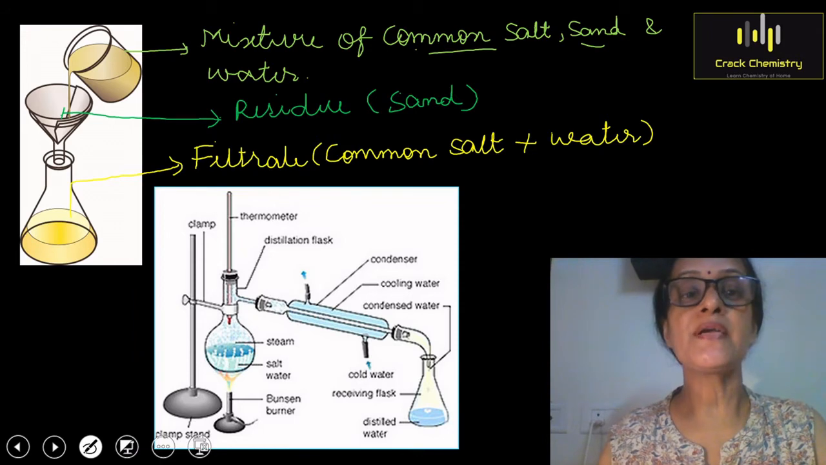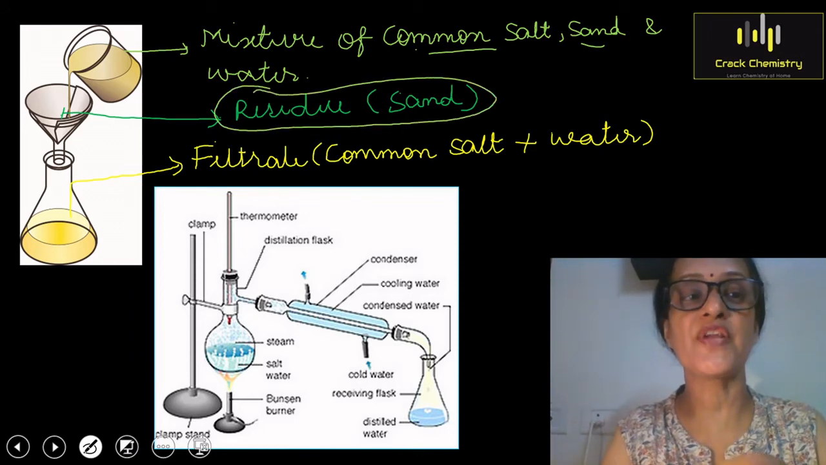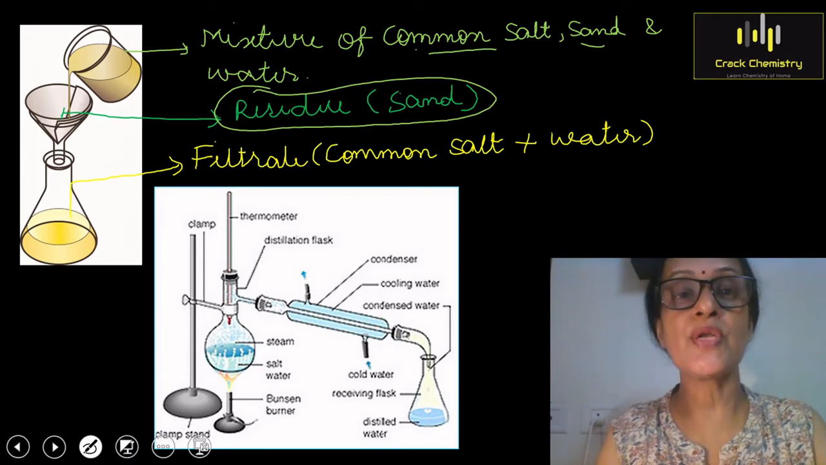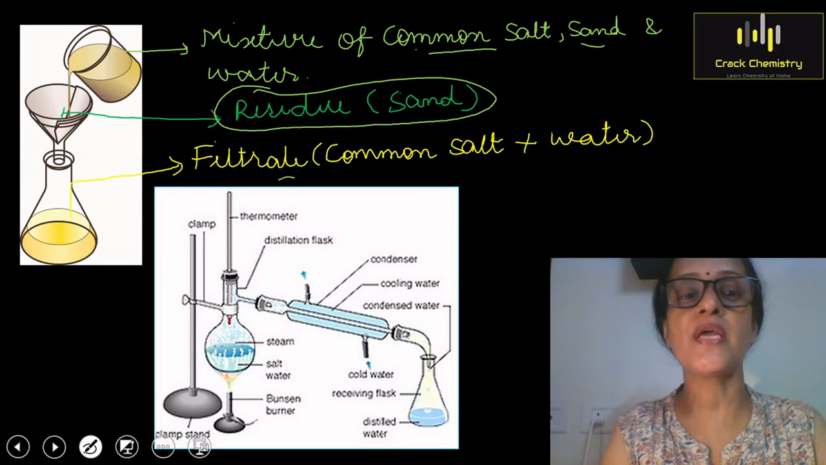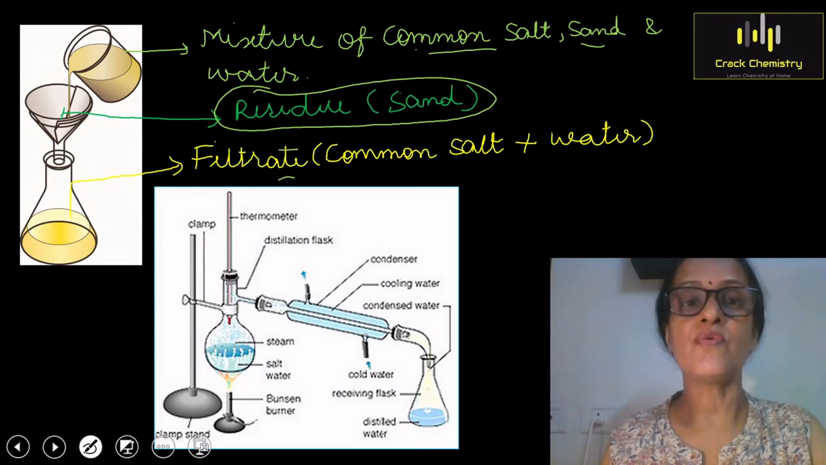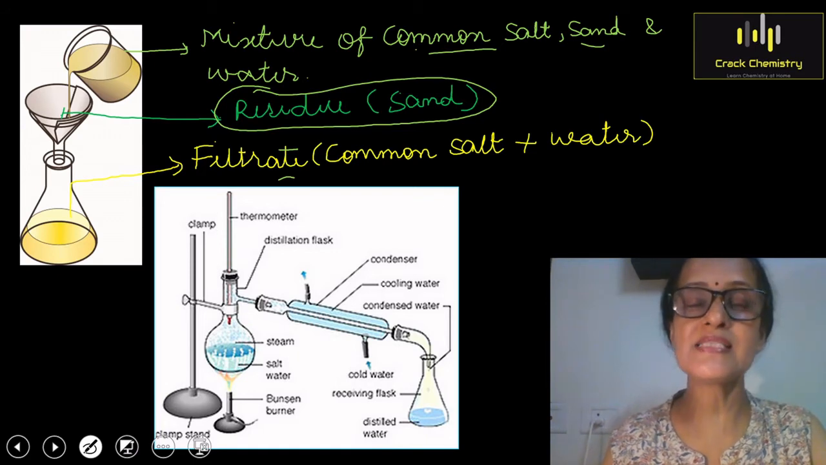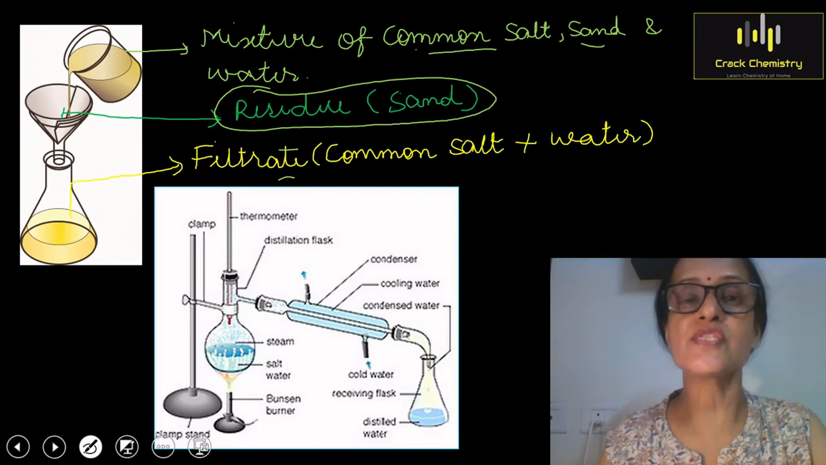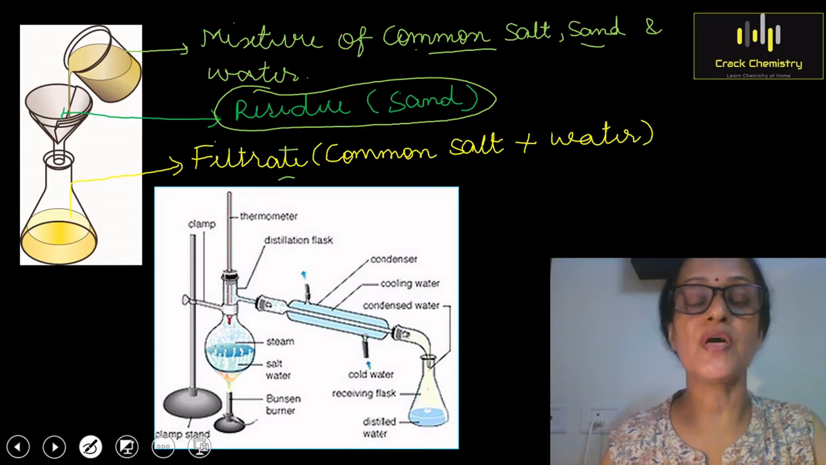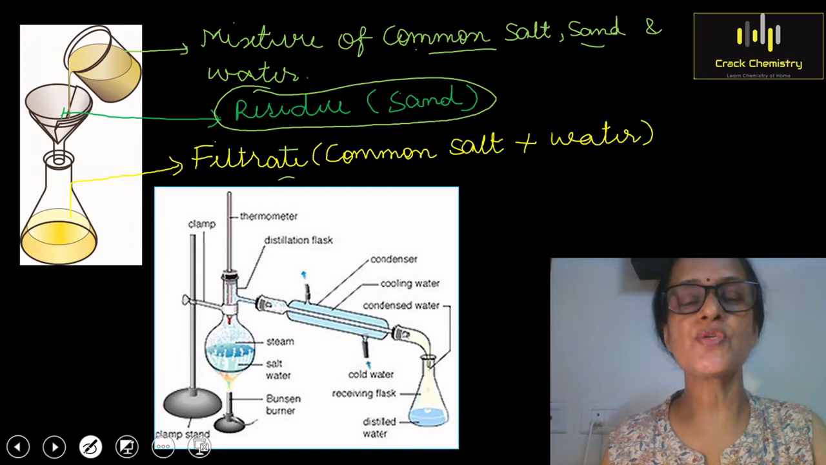So sand particles being larger in size will remain on the filter paper in the form of residue, whereas the solution containing water and salt will pass through the filter paper in the form of filtrate. Now we have separated sand. Sand will be collected on the filter paper, whereas the filtrate contains common salt and water. So now how will we separate common salt from water? Common salt can be separated from water with the help of simple distillation.